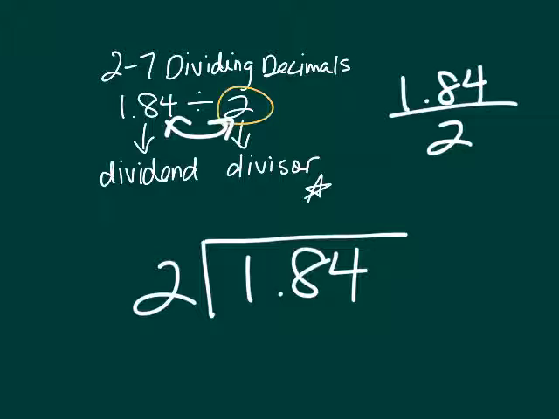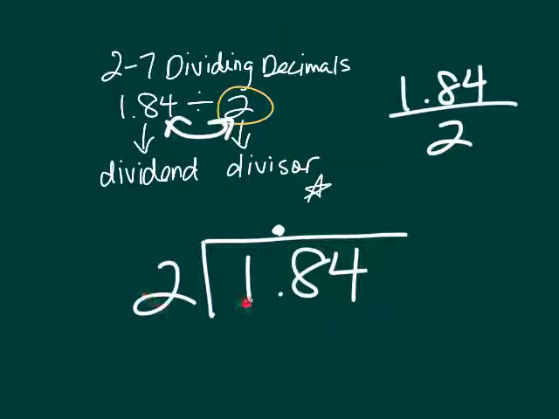Okay, so the biggest thing you want is to make sure that your divisor out here is a whole number. Once you have that, you don't have to adjust anything inside here if you don't adjust anything on the outside. So then you're going to just bring that decimal straight up. And once you have your decimal in the right spot, you're going to ignore it from that point on. So now you can treat it like you're dividing 184 divided by 2. And the decimal is just going to be there.